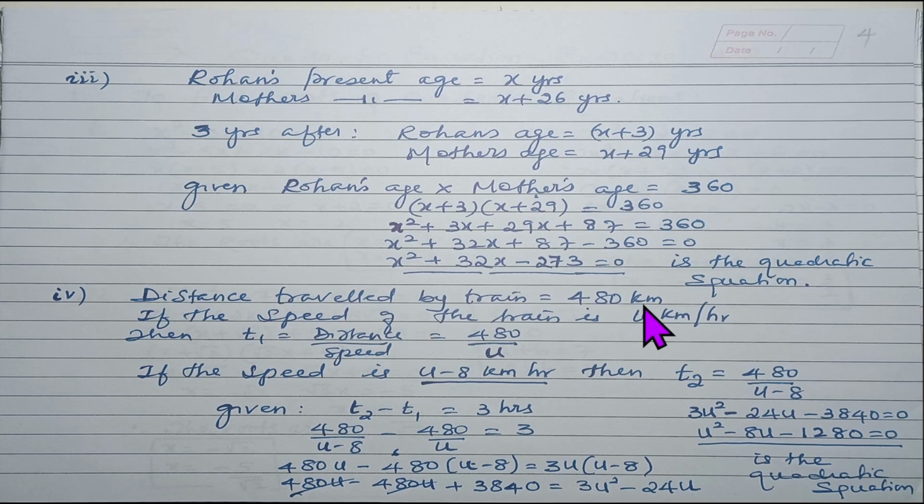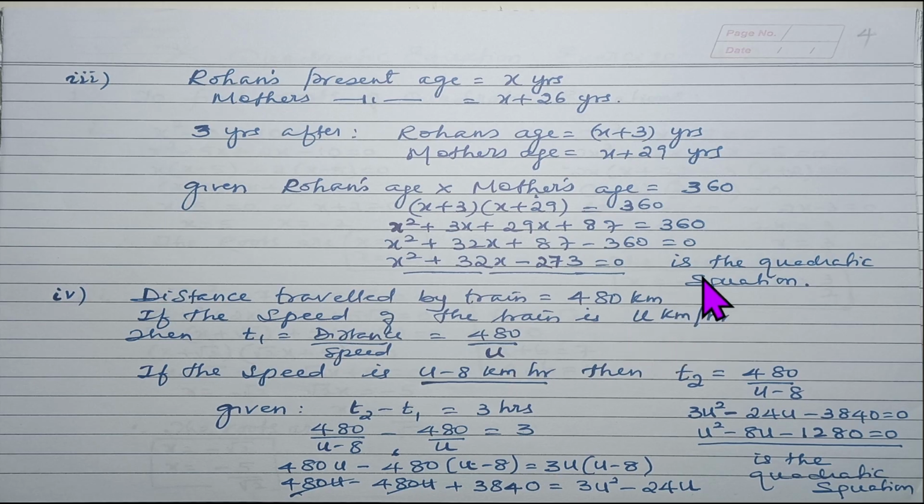We have to frame an equation. Please understand that. We have been given that the distance traveled by a train is 480 kilometers and the normal speed of the train is u kilometers per hour. And the time taken therefore is distance upon speed, that is 480 divided by u, because we know that time is equal to distance upon speed.